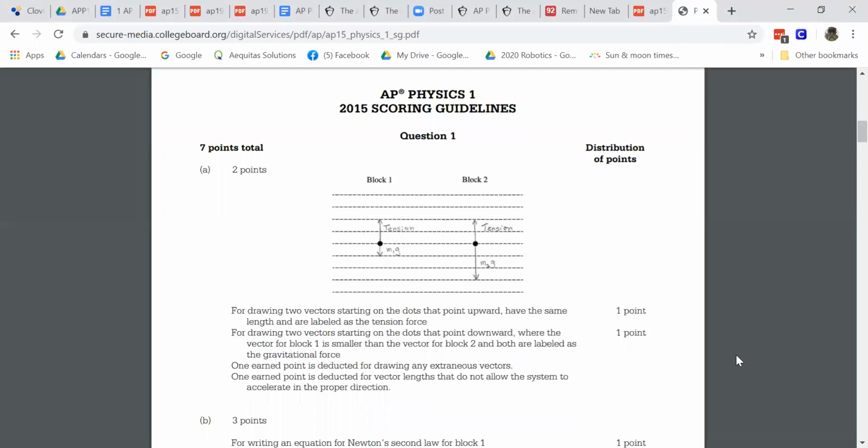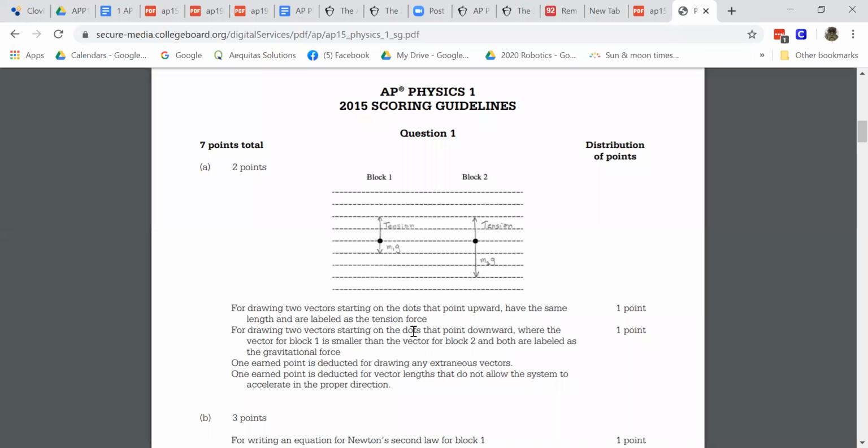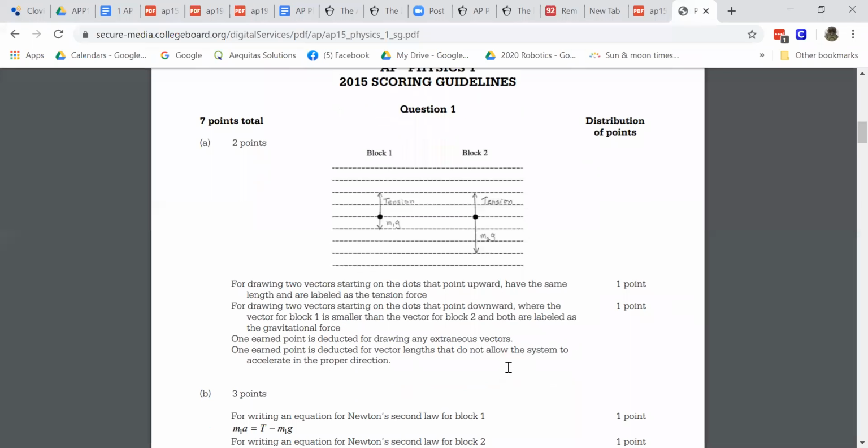For drawing two vectors starting on the dots that point upward, have the same length and labeled as the tension force. Now they label it with the word tension. If you put F sub T, they're going to know what you're talking about. So don't freak out about stuff like that. They're very understanding about things like that. Now, if you don't label them, then yeah, you're going to lose a couple points or a half a point. I don't know. For drawing two vectors starting on the dots that point downward, and yeah, so we did good.